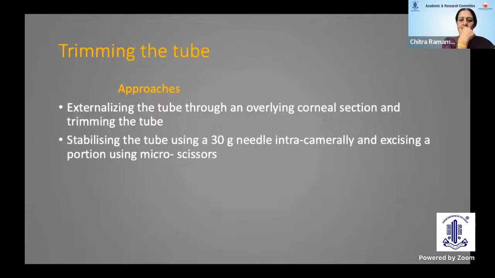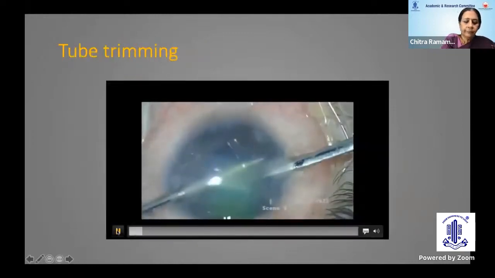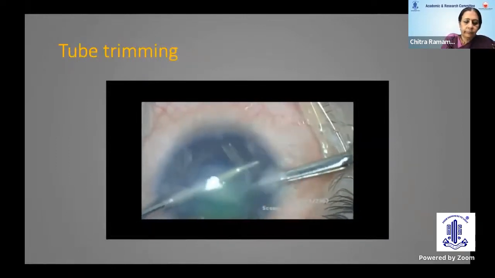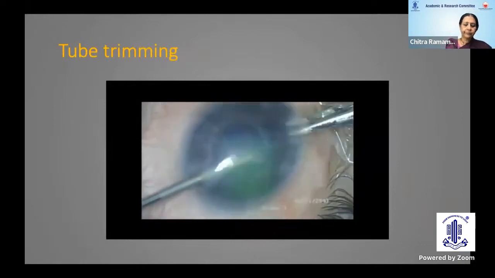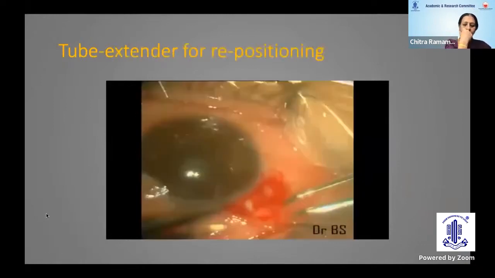The approaches for trimming excessive length of the tube include externalizing the tube through an overlying corneal section and trimming it, or stabilizing the tube intracamerally using a 30-gauge needle and excising a portion using micro scissors. This is how we most often do it. We use an end gripping forceps to hold the end of the tube and then cut the tube with the scissors. Remove the fragment through the paracentesis incision.